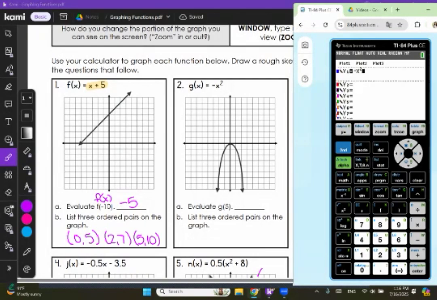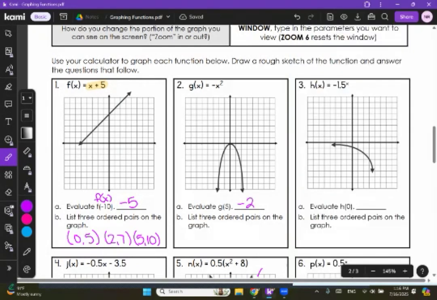Negative x squared. Okay. Second graph. This time they want us to find where x is the number 5. I'm still in the negative, so I have to scroll down until I get to the 5. And what does the y value give me? Negative 25. It says list 3 ordered pairs on the graph, any 3. 0, 0, 1, negative 1, negative 4, negative 16. Doesn't matter which ones.